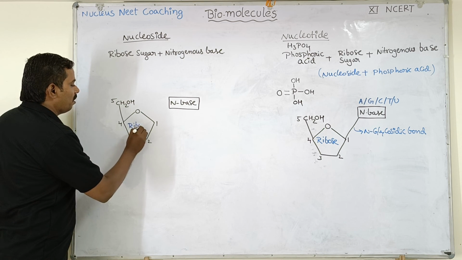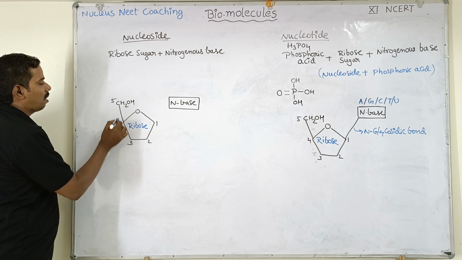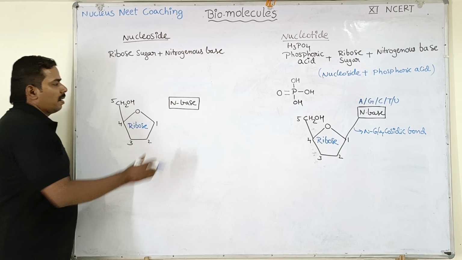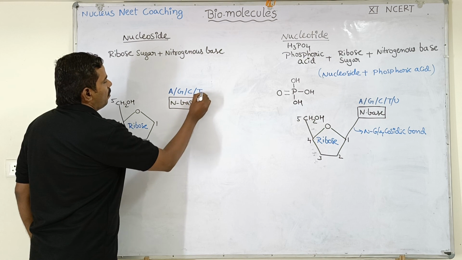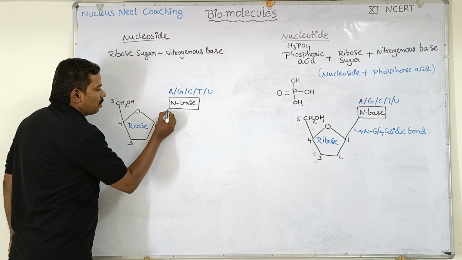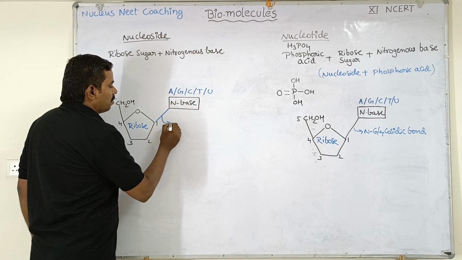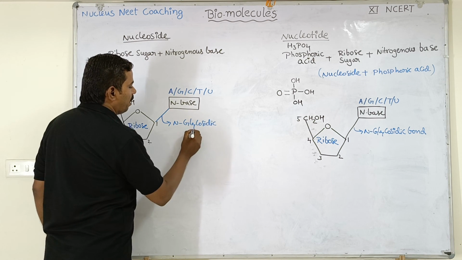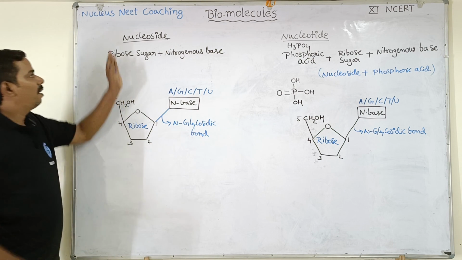Ribose sugar has 5 carbons. This is the first carbon position, second position, third carbon position, fourth carbon, fifth carbon, and there will be one oxygen atom in the structure of ribose sugar. The nitrogenous base can be adenine, guanine, cytosine, thymine, or even uracil. When any type of nitrogenous base forms a bond with the first carbon of ribose sugar, the bond is called an N-glycosidic bond. The resultant molecule so formed is called a nucleoside.